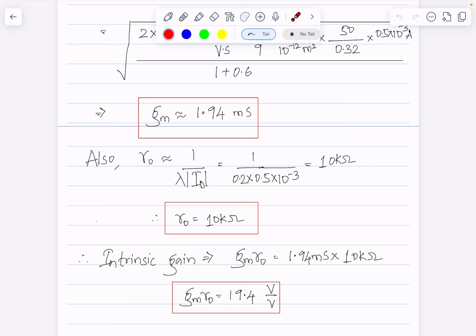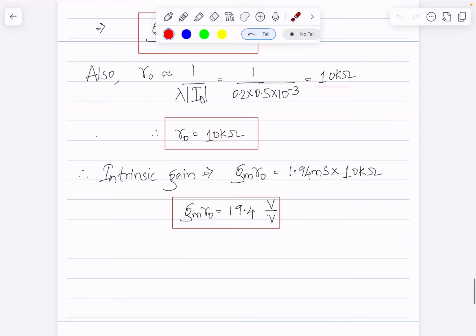Again, R0 is approximately given as 1 over lambda ID. So 1 over lambda, in case of PMOS, is 0.2 times 0.5 milliamps. That gives us R0 of 10 kilo ohms. And the intrinsic gain is given as the product of GM and R0. So 1.94 millisiemens times 10 kilo ohm gives us an intrinsic gain of 19.4 volt per volt. So this is the simple solution for problem number 2.2.